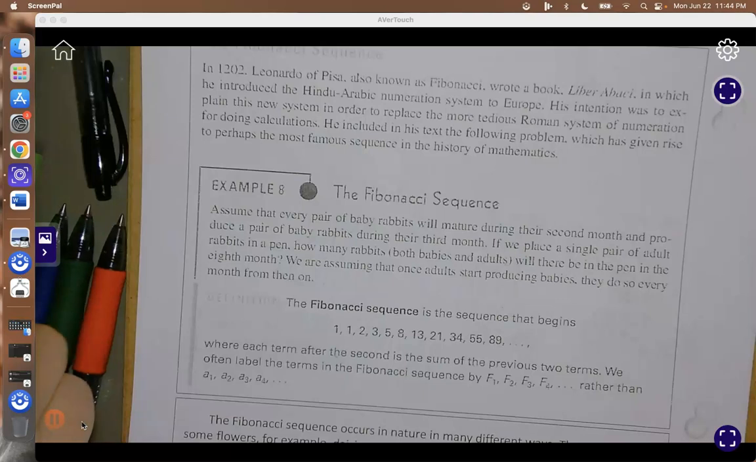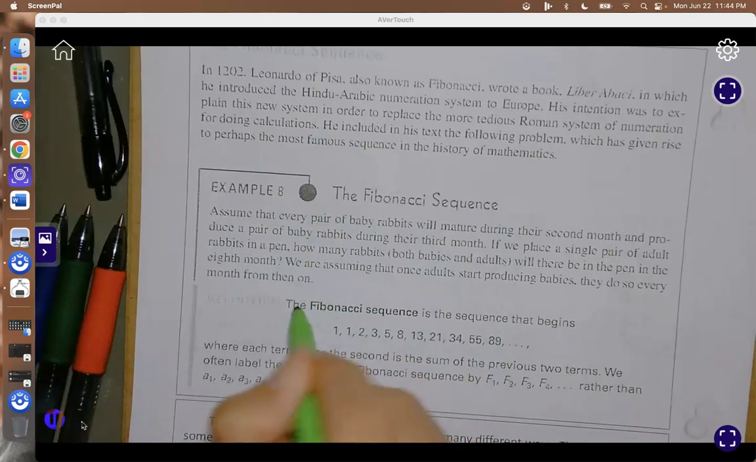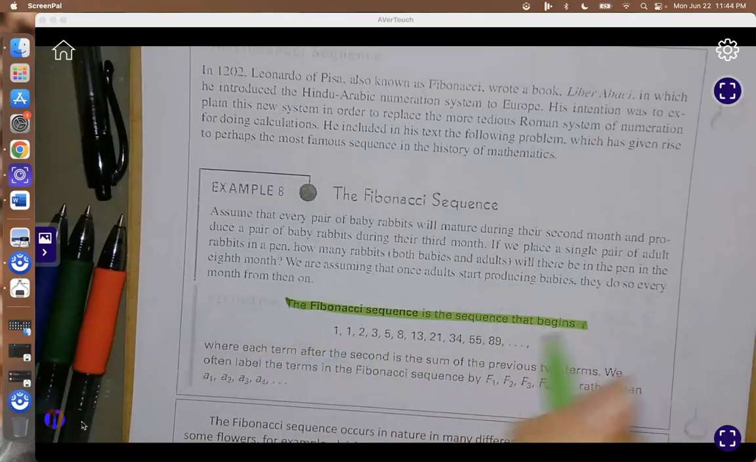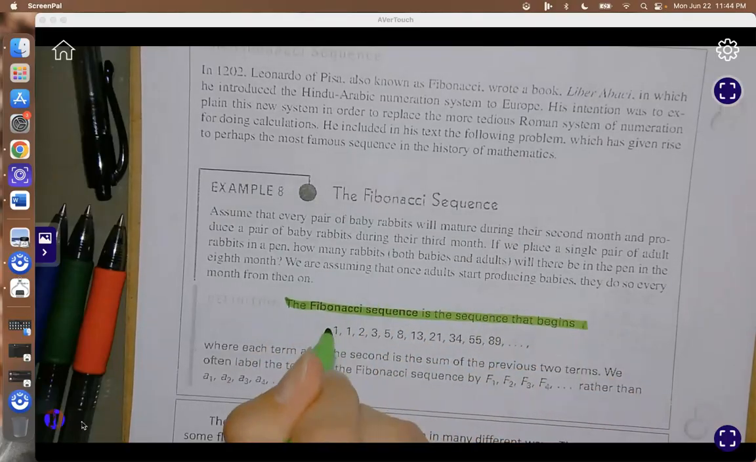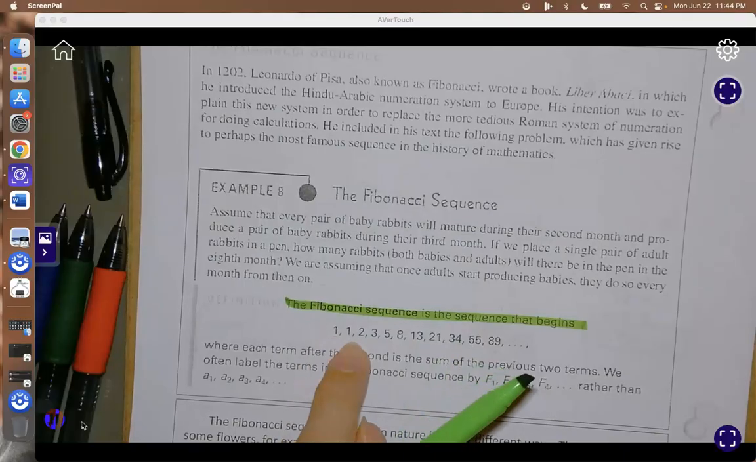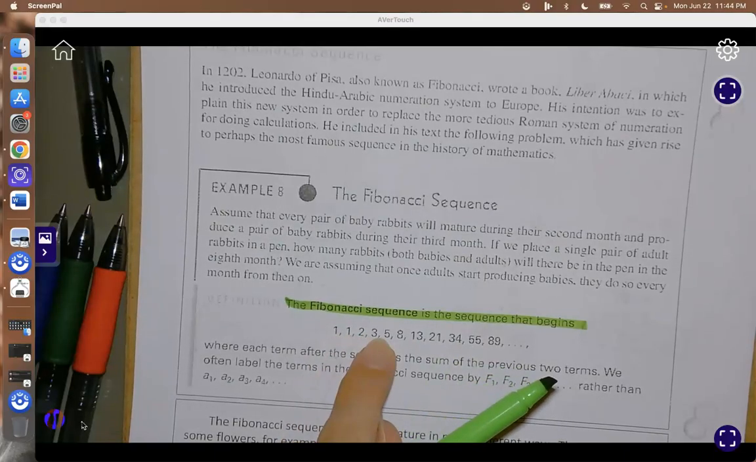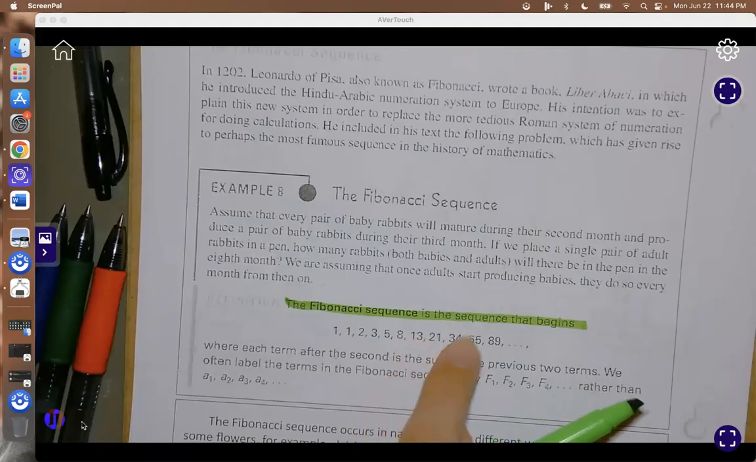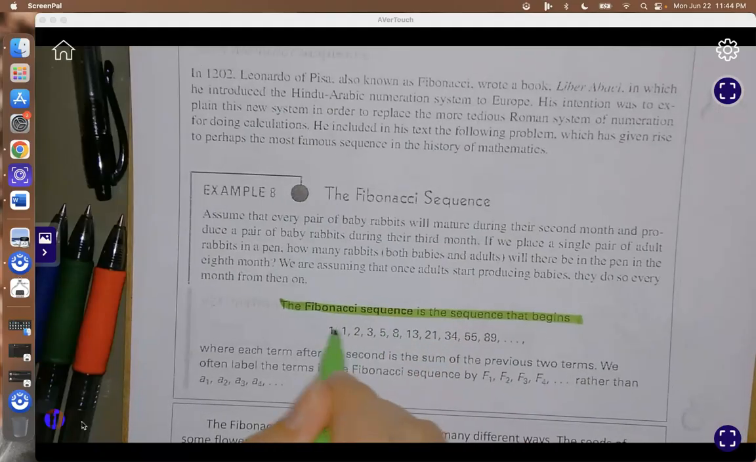So the Fibonacci sequence is the sequence that begins: you start with 1, 1, and then you add those together and get 2. And then you add the number previous to that to get 3. 2, 3 gives you 5. 3, 5 gives you 8. 5, 8 gives you 13. 8, 13 gives you 21, and so on and so forth. Okay?